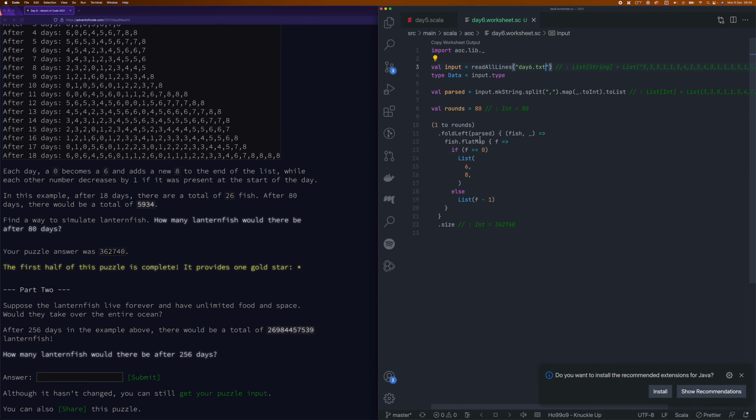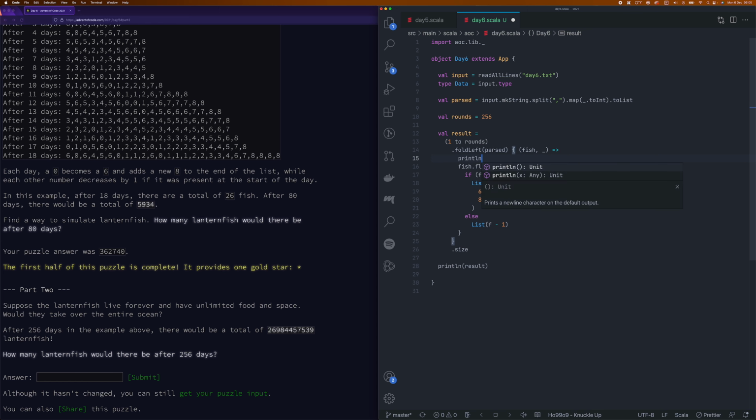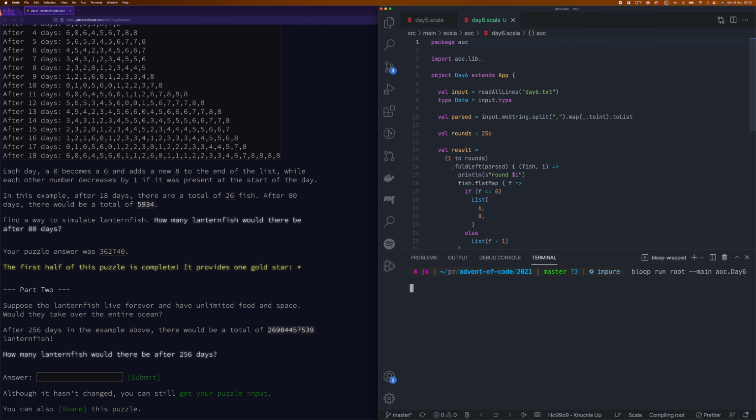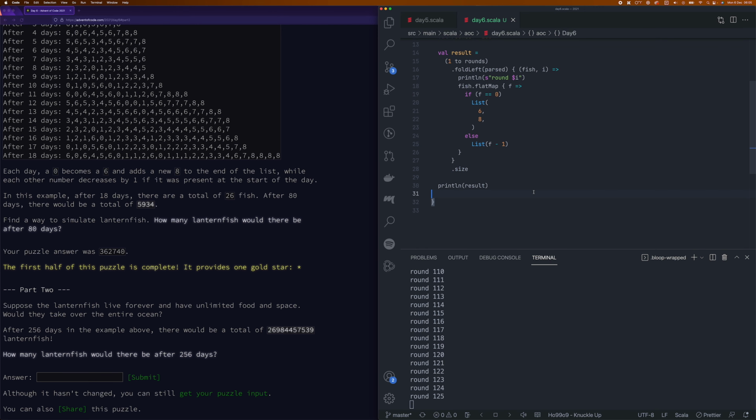But when I ran this even with the test input in the second part of the task, things started to get tricky. My worksheet didn't even complete. I thought it was hanging. Well, it was not. It was still busy doing work, but I decided to make it a full-blown Scala file at that point. Then I added some print lines to see how many rounds I was doing, and I noticed that it was just slowing down. The more rounds we did, the slower each round would take to calculate.